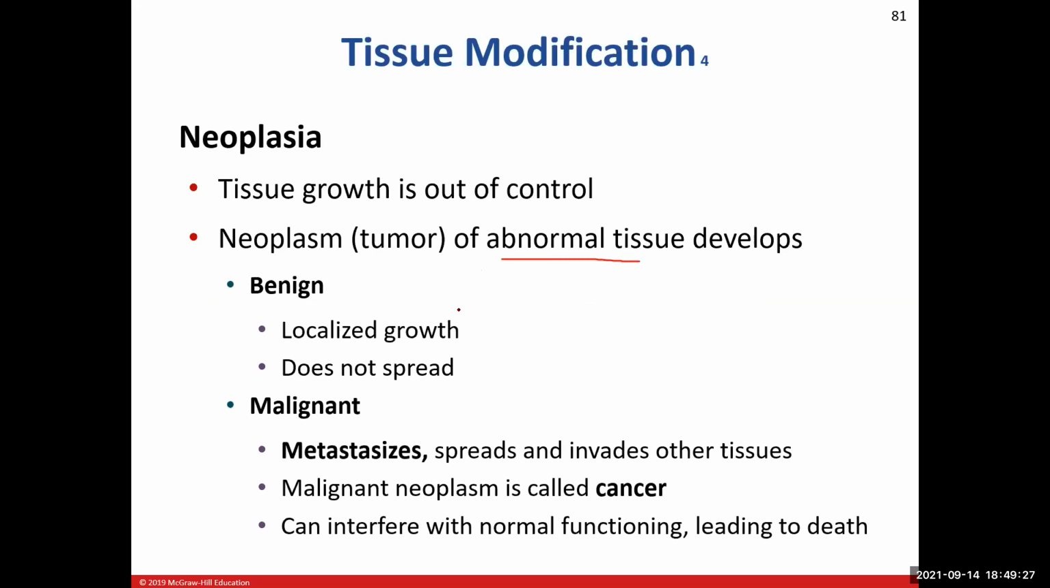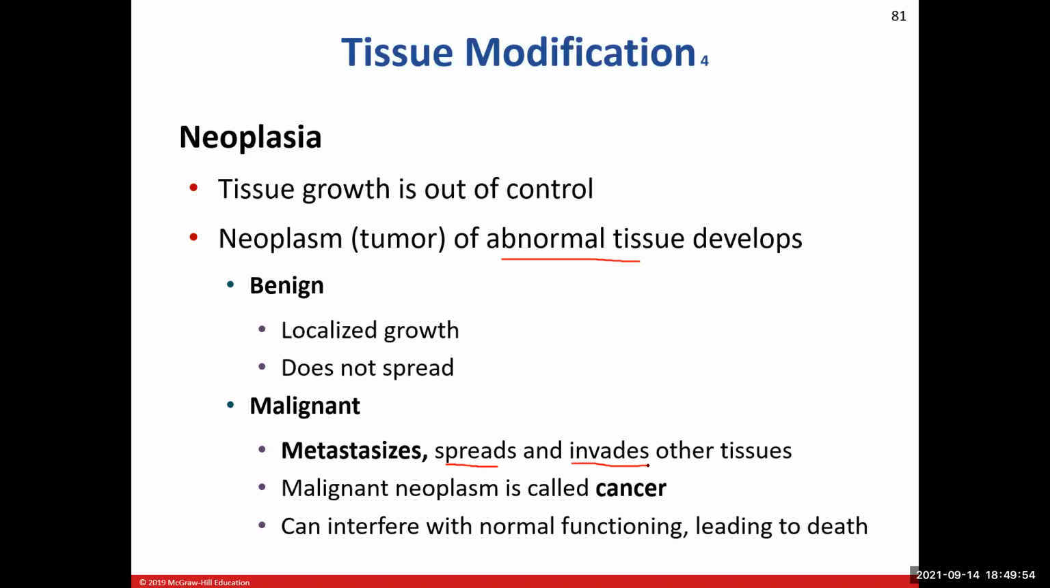Now, if it's localized and it doesn't spread, we call that benign. But if it does start to spread and it starts to grow out of control, then that's what we call malignant. When a cancer has metastasized, that means it's spread out and it is invading other tissues in your body. That's when we refer to our neoplasia as cancer.